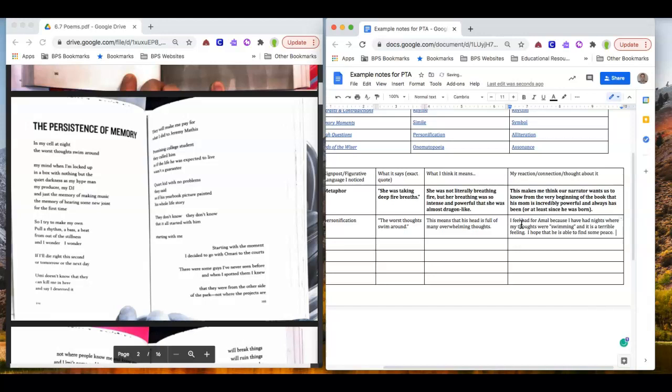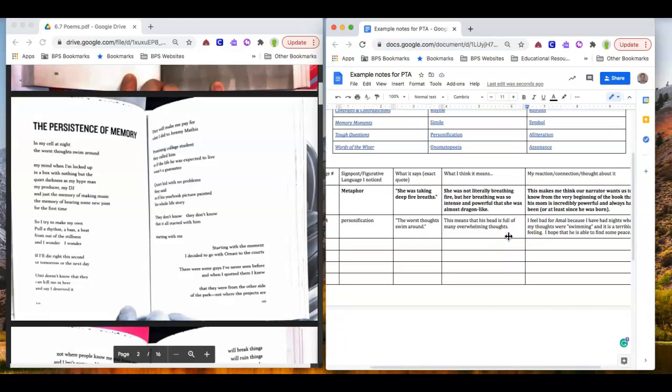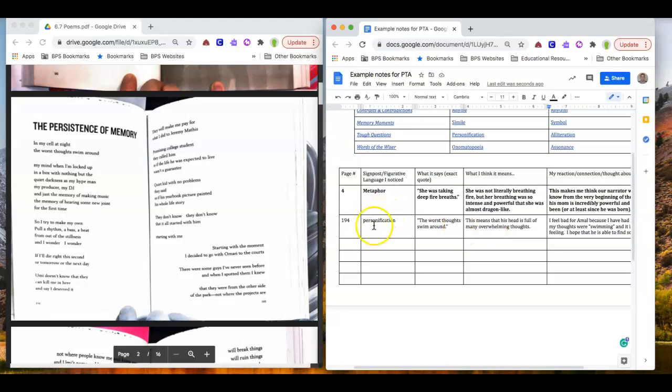Okay, so here's my full comment. I feel bad for Amal because I have had nights where my thoughts were swimming, and it is a terrible feeling. I hope that he is able to find some peace. What I did there was I made a connection to the character, and I also made a prediction about what's going to happen in the book. I hope he's able to find peace. That is one example of a note that I can take while I'm reading.